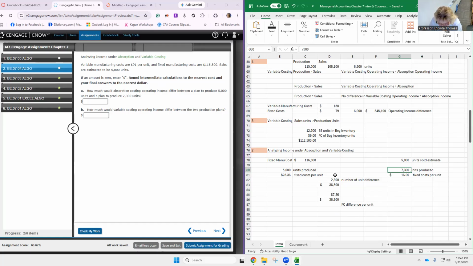There's a $2,300 number of unit difference. This turns out to be the absorption costing operating income difference. Okay, so we're going to do it by the units and then take that, do it by the unit. So 2,300 units.